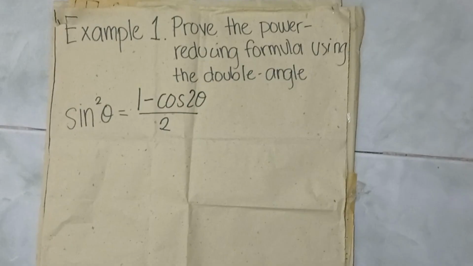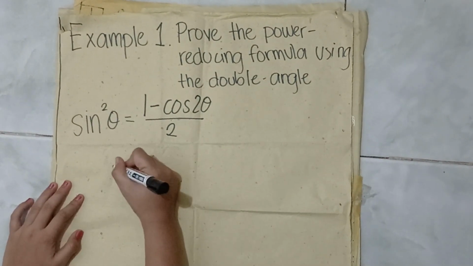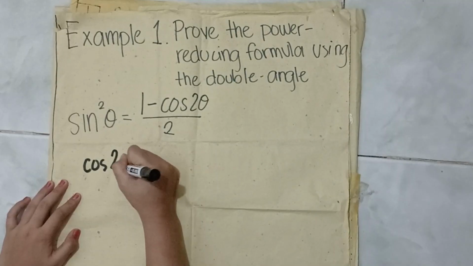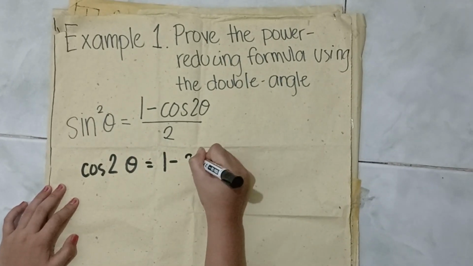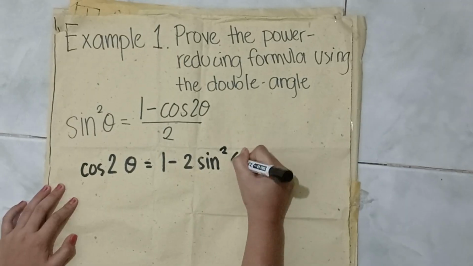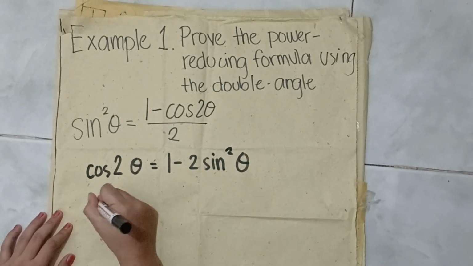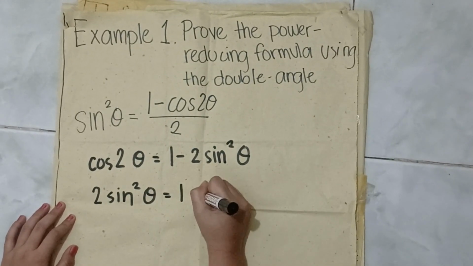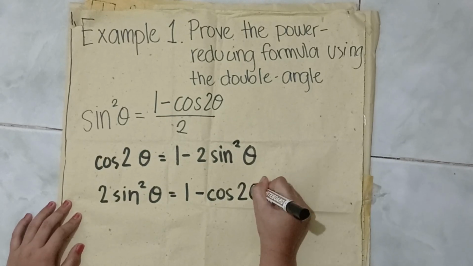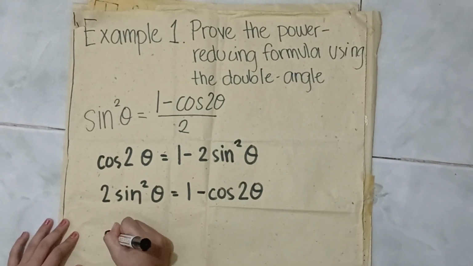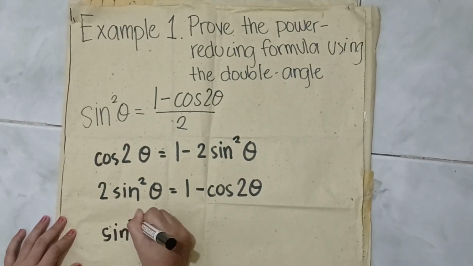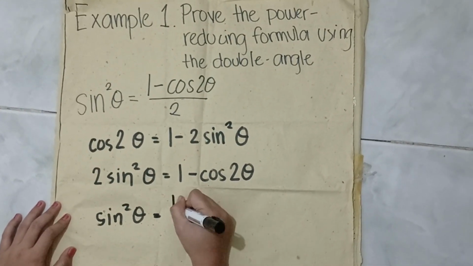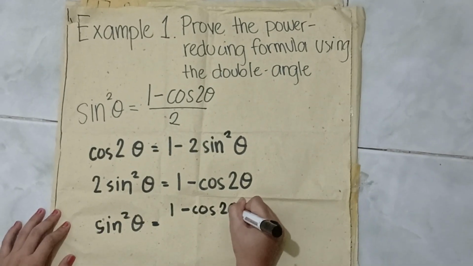Example number 1. Proving power reduction formula. Prove the power reducing formula using the double angle. So to prove the power reducing formula for sine, cosine, and tangent, we use the double angle. For sine, we use the double angle formula. Subtract cosine 2 theta from each side and add sine squared of theta to each side. And then, we divide each side by 2.